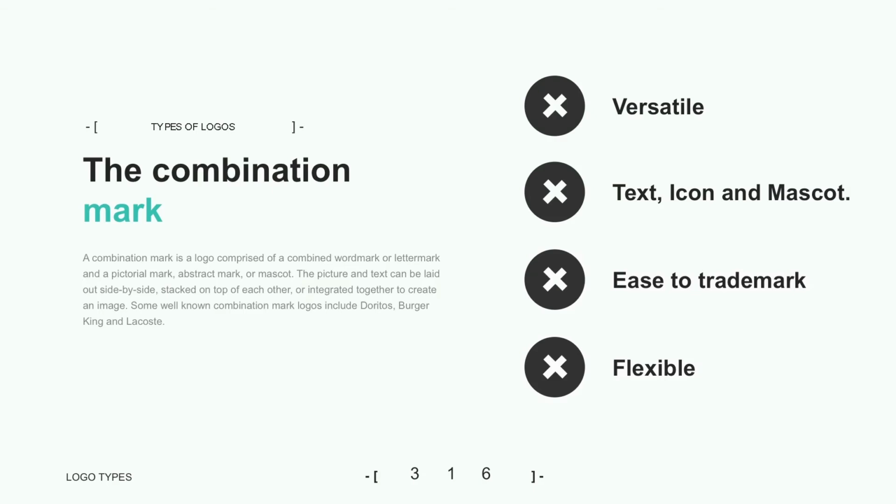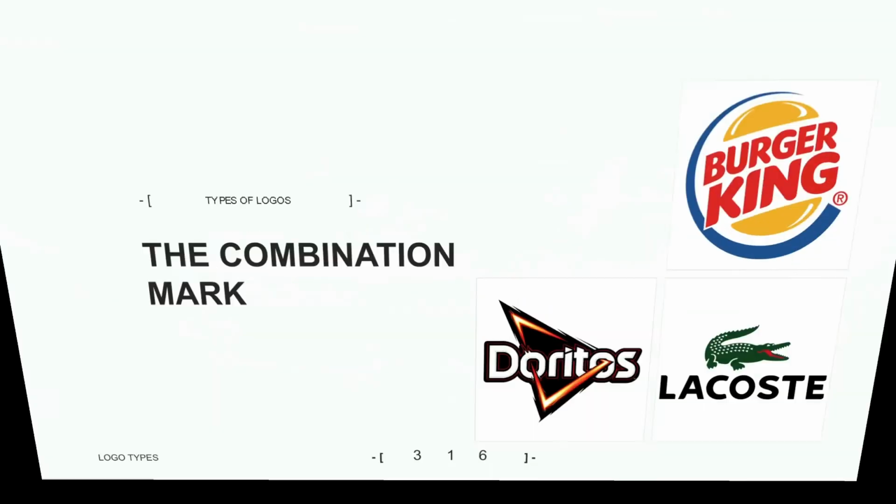Now, with a combination mark, people will also begin to associate your name with your pictorial mark or mascot right away. In the future, you may be able to rely exclusively on a logo symbol and not have to always include your name, for example, which is great. Also, because the combination of a symbol and text create a distinct image together, these logos are usually easier to trademark than pictorial marks alone. Let's take a look at some of the samples: Doritos, Lacoste, and Burger King.